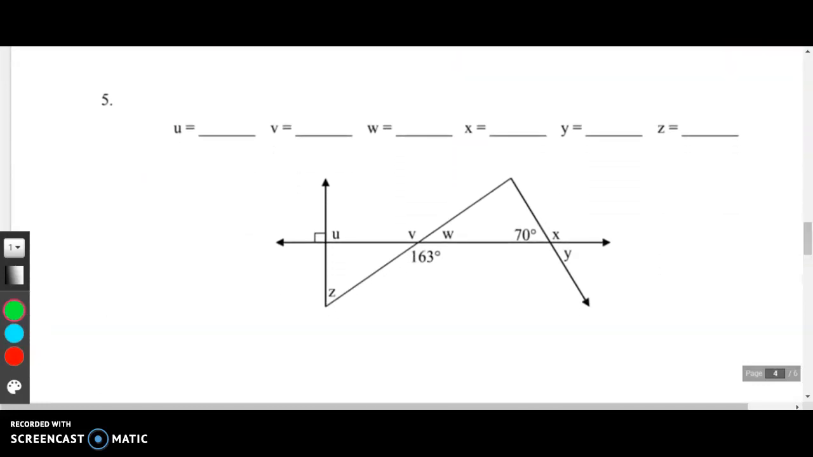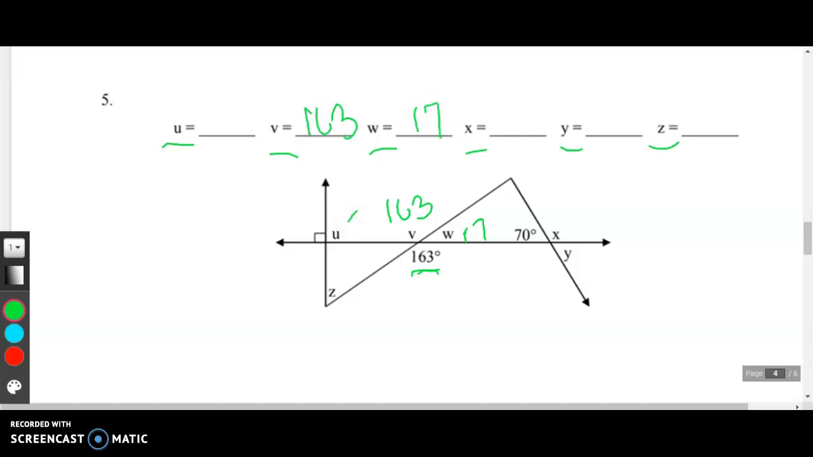Okay, so on number 5, we're looking at this. Before we even look at U, V, W, X, Y, and Z, I know if I have 163 here, that this is 163. And if I know that this is 163, I know that this is the supplement, and the supplement of 163 is going to be 17. So now I know that V is 163. I know that W is 17.